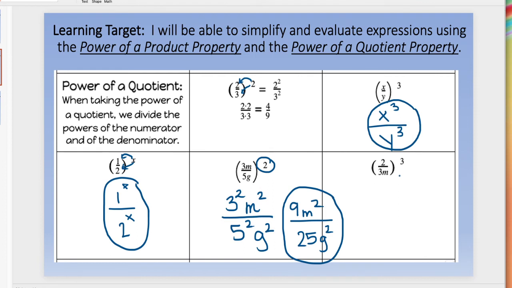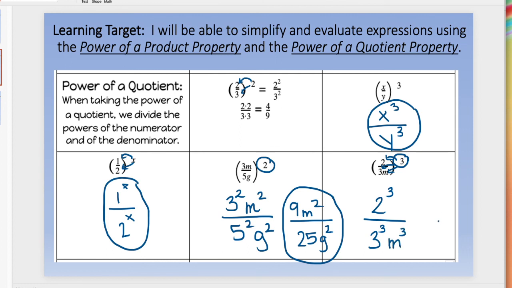Okay, last one. Once again, this is both power of a quotient and power of a product, because you notice that in our denominator, we have a number and a variable being multiplied together. So I'm going to look at this exponent of 3, and I'm going to distribute it to everything inside the parentheses. Let's start with the numerator. The 2 is going to be raised to the third power. And now let's look at the denominator. The 3 in the denominator gets raised to the third power, as does the m.